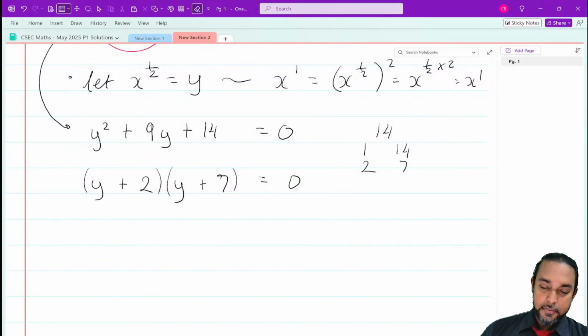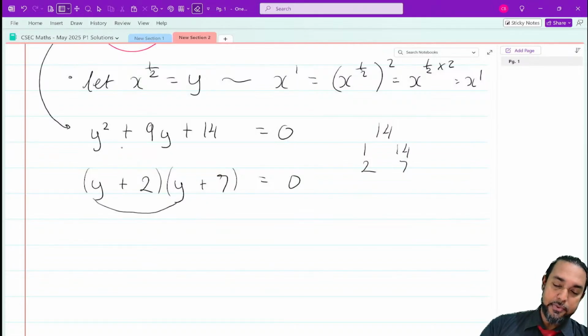Right. And of course, you could always cross-check it. So y by y is y squared, y by 7 is 7y, 2 by y is 2y, and 2 by 7 is 14. And if you add the 2y and the 7y, you get back 9y in the middle. Of course, feel free to do the full-fledged form of the factorization.